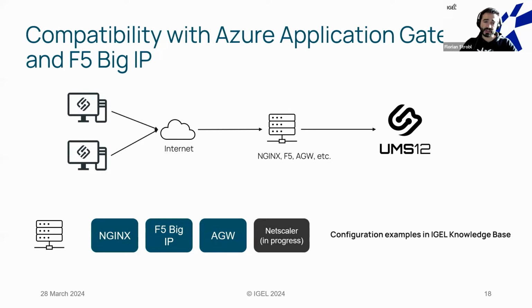I also want to mention that in general, the whole communication is designed in a way that it's vendor independent. So per design, it should be vendor independent. As I said, for some solutions, we need some adjustments. And now we have it for F5 Big IP and Azure Application Gateway.